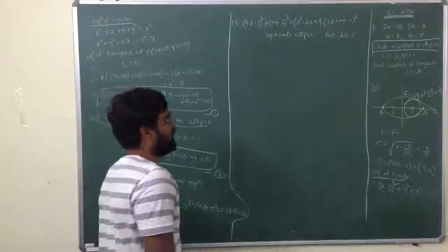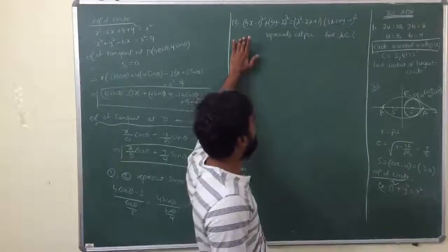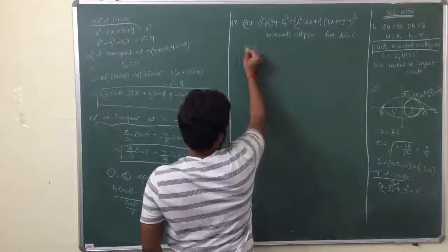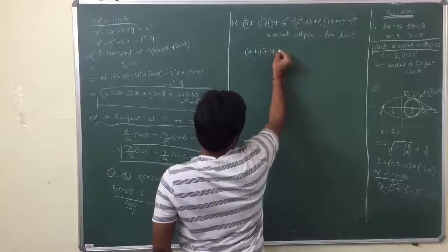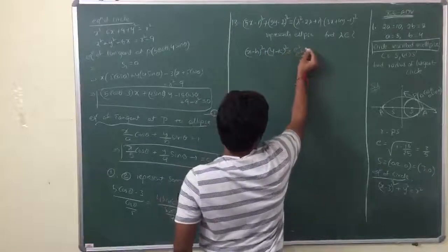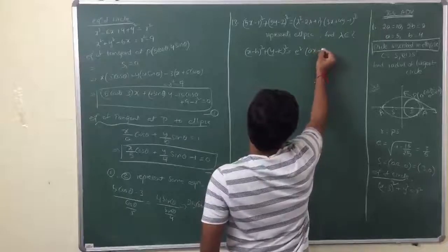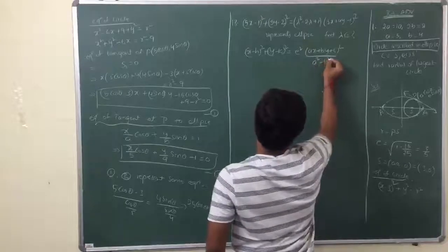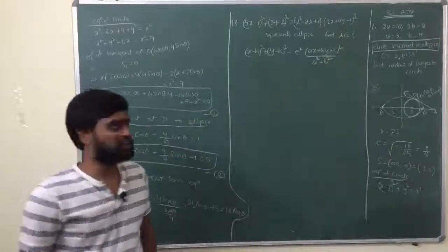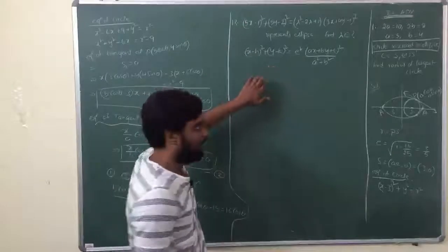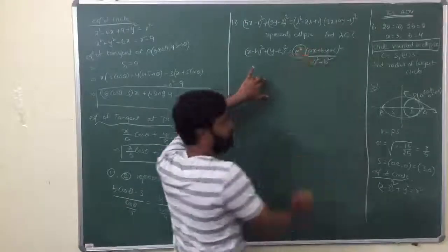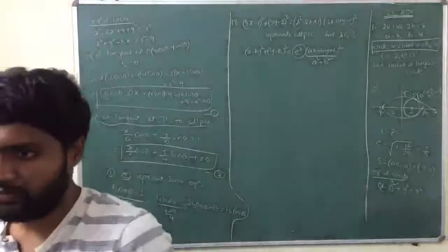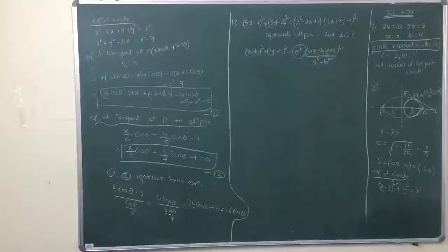First, try to convert this into the form x minus h whole square plus y minus k whole square. What is the equation of an ellipse? The general equation of an ellipse: x minus h whole square plus y minus k whole square is equal to e square into ax plus by plus c whole square by a square plus b square. That is the equation of an ellipse. So first convert this equation into this form, and then write what e square is. After writing e square, it should be less than 1. The value of e should be less than 1 for an ellipse.